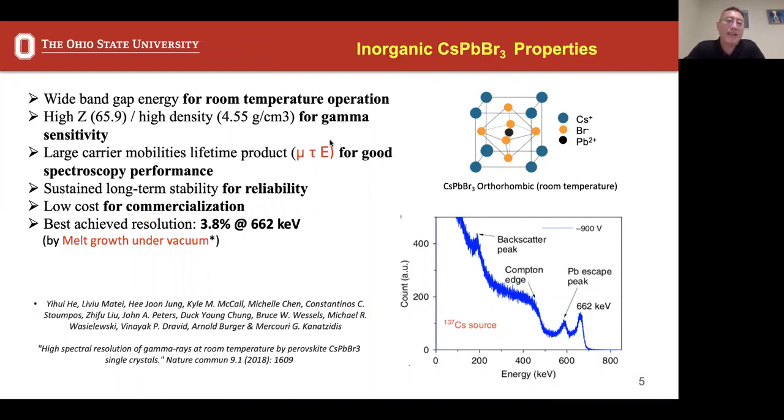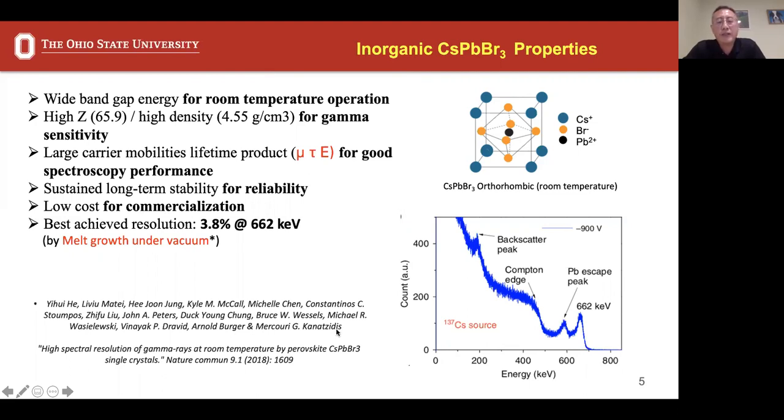tribromide detector. It has a wide band gap. It's good for room temperature operation. It has high Z and high density for gamma ray sensitivity. It has a large carrier mobility-lifetime product, which is mu tau E, and that's good for detector performance. And another good thing about this detector material is low cost.